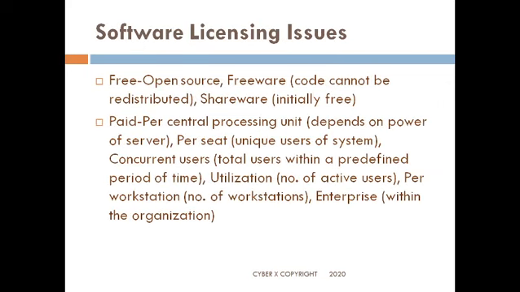Now software licensing issues. Basically we have two kinds of licenses. One is free, which doesn't typically require a license. So you could have open source. You would have freeware where the code cannot be redistributed. And you would have shareware, where initially it is free, but eventually you are charged. Or you would have charges from day one. So you could have it paid per central processing unit, which could depend upon the power of the server, or per seat, or enterprise-wide, so it's usable inside the organization. It could be per workstation, per utilization, or per concurrent users, how many users are concurrently using it.